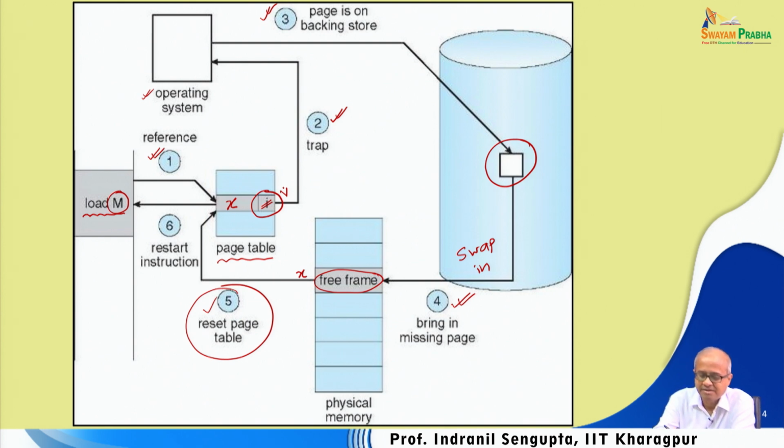And lastly, it will return back to the program that caused the interrupt, and it will restart the instruction. This load M has to be executed again, that is the restart. Okay. This is how the overall thing works, starting from an instruction generating a page fault, to handling the page fault, to returning and restarting the instruction.